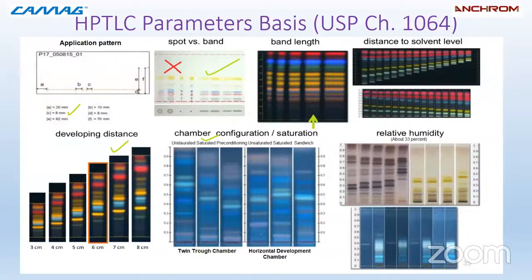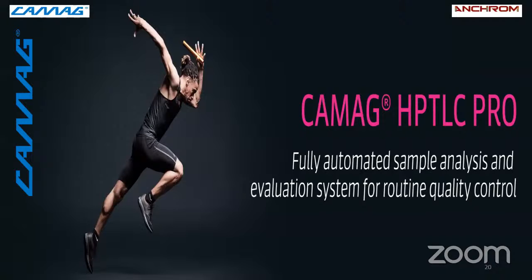That means it has standardized how I should go for sample application. What should be the band length? How much distance am I supposed to leave from the x-axis? How much distance should be there for the y-axis? At what length am I supposed to apply my sample on the plate? What should be the development distance? Everything is standardized. And when you are following all these parameters, you get reproducible results every time you repeat a particular analysis. Now let us take a look at HPTLC Pro, which is the latest system.